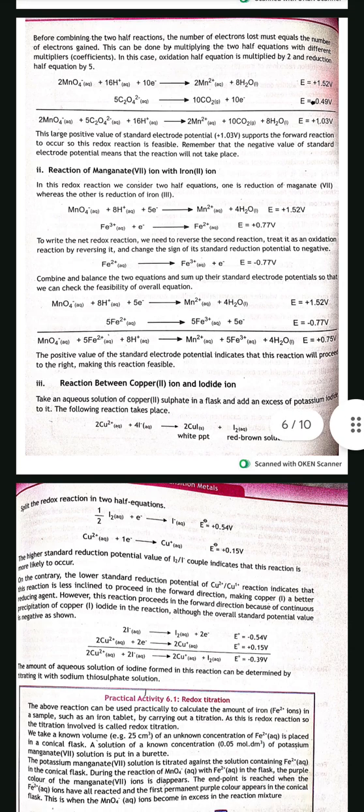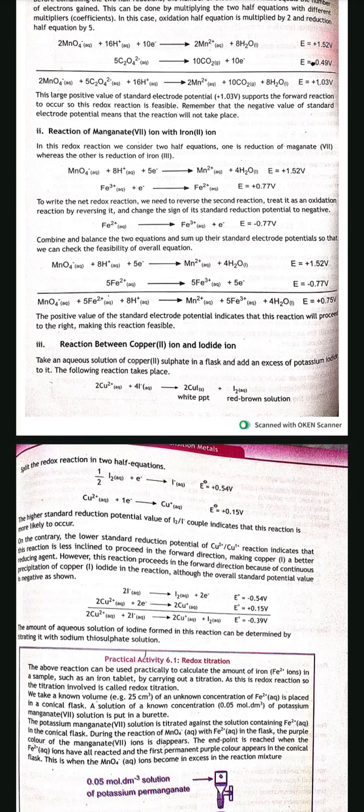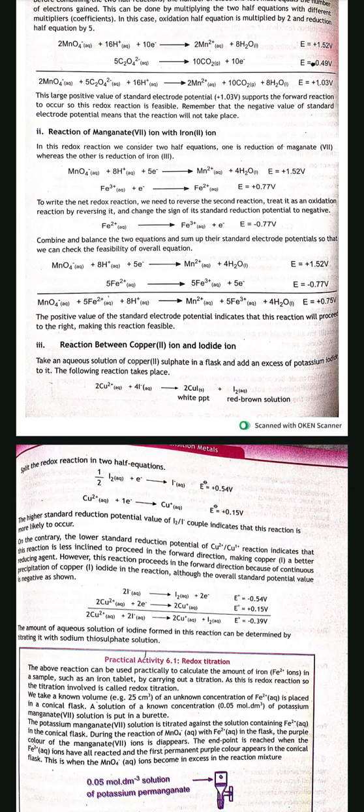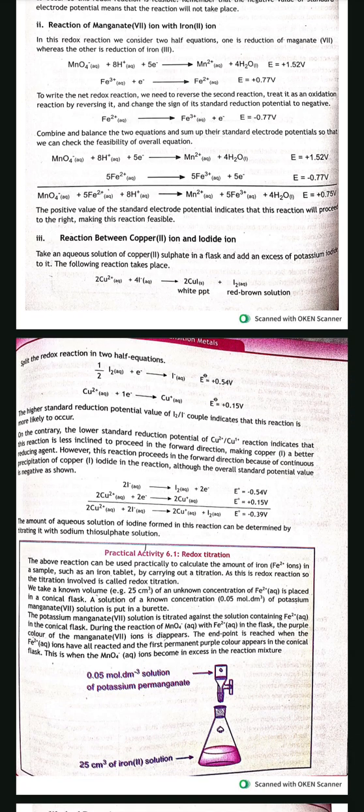So 2MnO4- plus 16H+ plus 10 electrons gives us 2MnO2 plus 8H2O, and 5C2O4 2- gives us 10 CO2 plus 10 electrons. We can combine these two equations, and the final equation we got is 2MnO4- plus 5C2O4 2- plus 16H+ gives us 2MnO2 plus 10 CO2 plus 8 water, with E equal to plus 1.03 volt. Now we have the reaction of manganate with iron. Similarly, we can calculate the final equation for the reaction of manganate with iron.